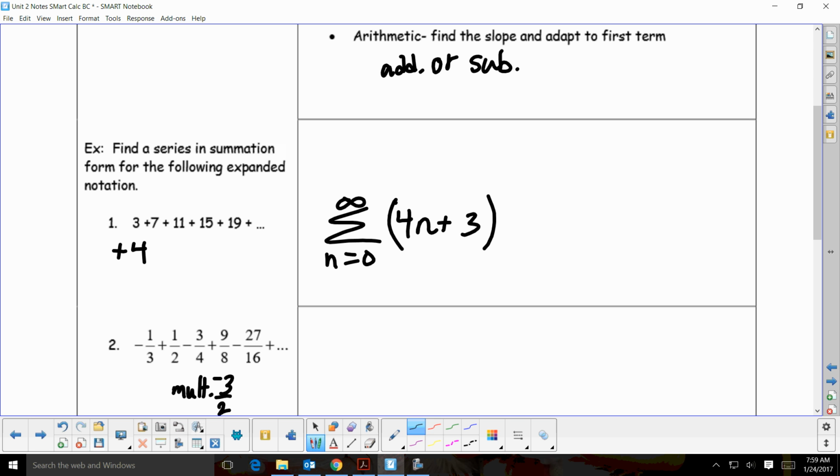Is that okay? Let's check. Plug in 0. What do you get? 3. Plug in 1. What do we get? 7. Oops. It's a summation. Plug in 2. What do we get? 11. Does it work? Yes. Yes. Okay.